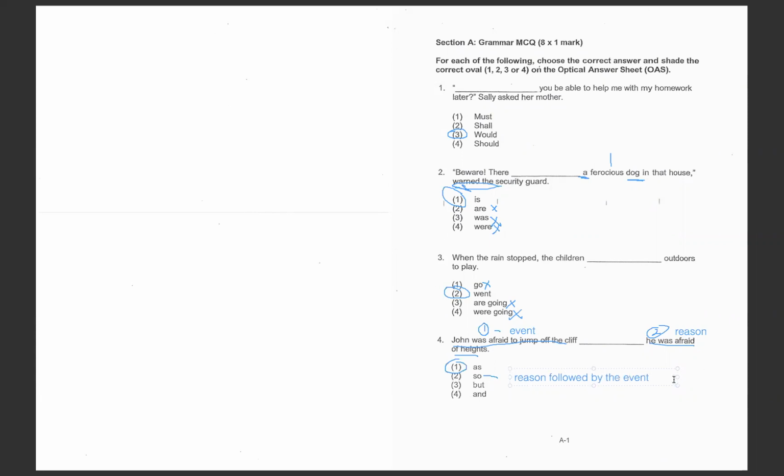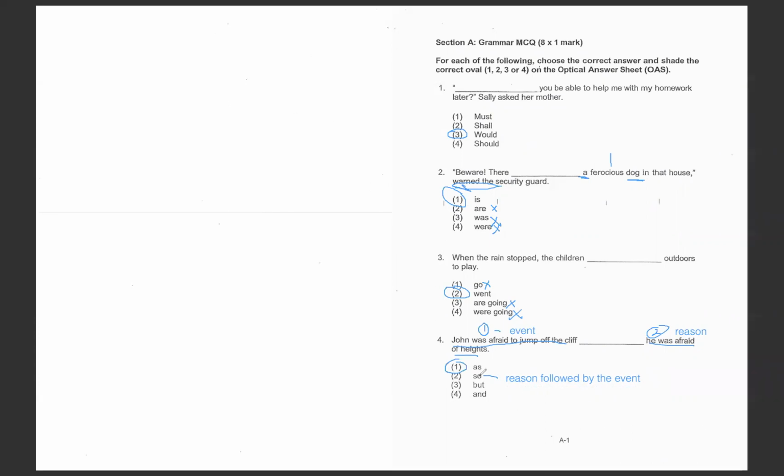So what does that mean? Very, very simple. Let me give you an example of how you're going to use it. You're going to say, John was afraid of heights, so he couldn't jump off the cliff. So the reason, he was afraid of heights. The event, he couldn't jump off the cliff.